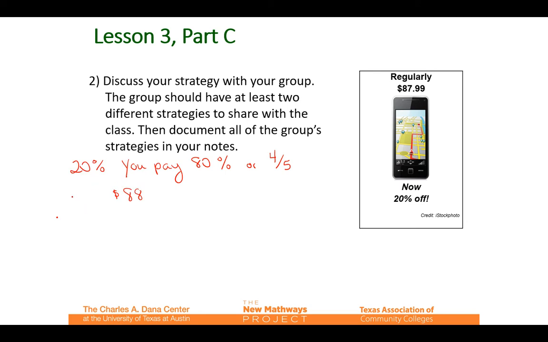Let's think about this. If you're going to pay, you know that 1/10 of $88 is $8.80. You're going to pay 8 of those. So you could kind of say that's approximately $9. You're going to have to pay 8/10, so you need to do that times 8. And again, I get a rough estimate of around $72.